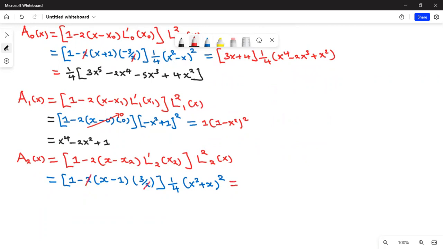The 2 will cancel with this. I expect to have 1 minus 3 into x minus 1, which will give us 1 minus 3x plus 3. That is 4 minus 3x times 1 over 4 into, when you square this, you need to get x raised to 4 plus 2x cubed plus x squared.